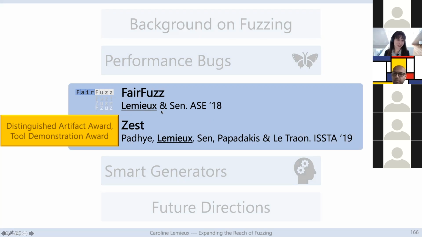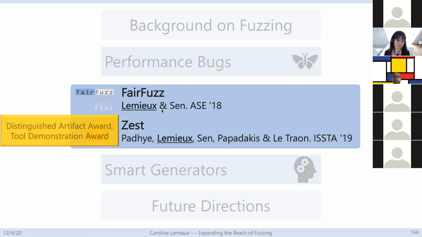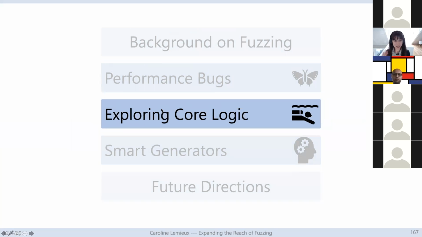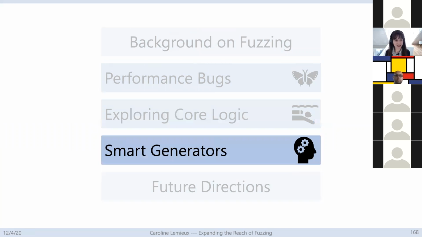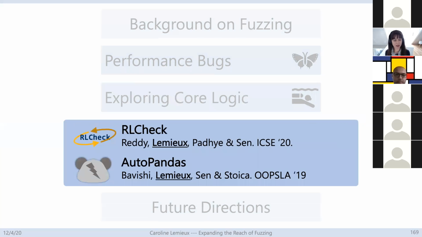All right. So the reason I wanted to talk to you about Zest, beyond it being very cool and actually finding bugs in the core logic of the programs, is because I became very interested in this idea of random input generators in the last part of my work. I'm going to talk to you about RLCheck, which is again about testing, and AutoPandas, which is in the domain of program synthesis.